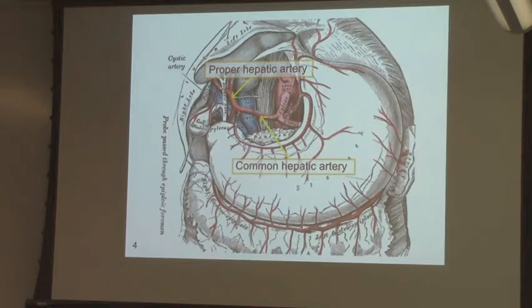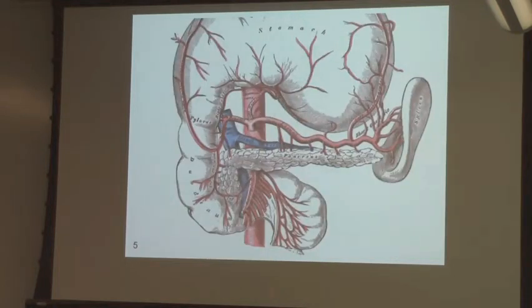The next slide is strange because this is another cartoon from the same book. By the way, it's called Gray's Anatomy, so this is a classic book of anatomy from which the TV show got its name. Right? The book came before the TV show.